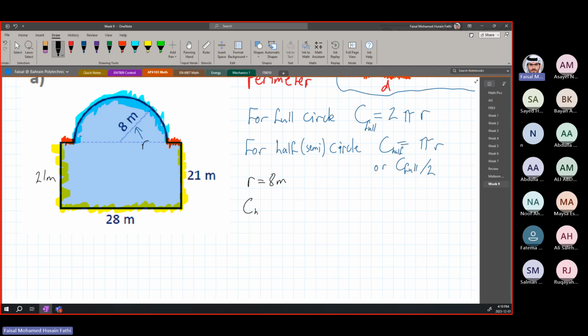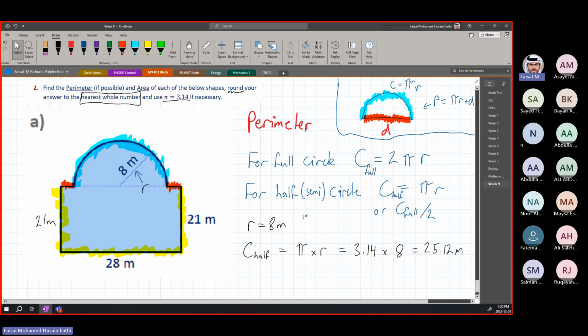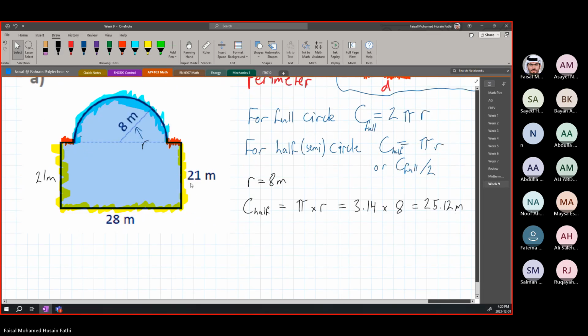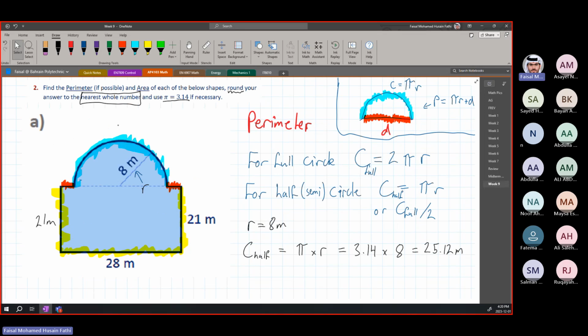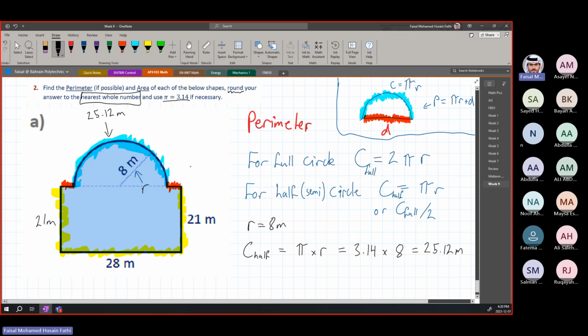We can find the C half, which is equal to pi times r, which is equal to pi, 3.14, times r, which is 8, which is equal to 3.14 times 8, 25.12 meters. Okay, it's given in meters, so the answer is in meters. We're talking about perimeter and circumference. This is all in meters. So now we found this side. We have found this side. The blue part is 25.12 meters.